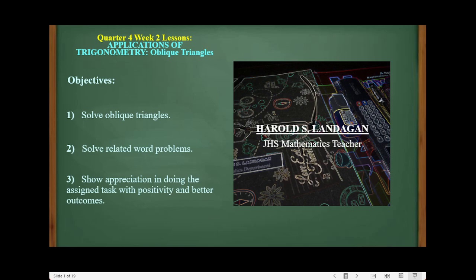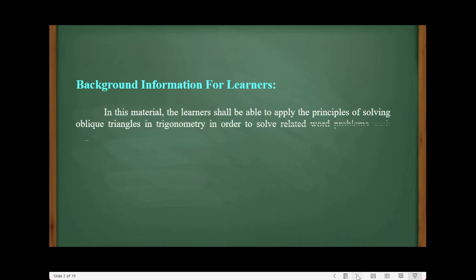After you watch the video, you should be able to solve oblique triangles and solve problems related to such triangles. In this video, you shall be able to apply the principles of solving oblique triangles in trigonometry in order to solve related word problems such as angular directions, like courses and bearings.